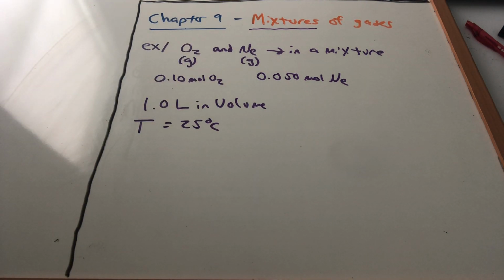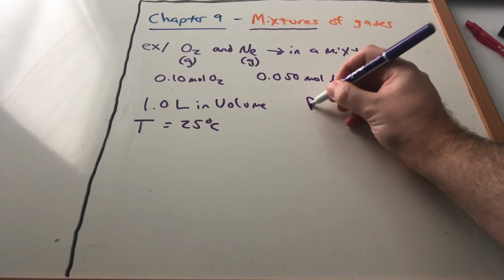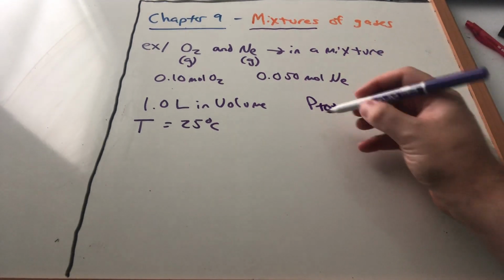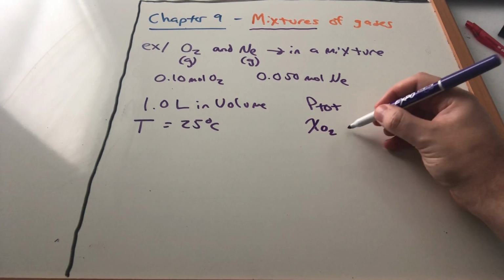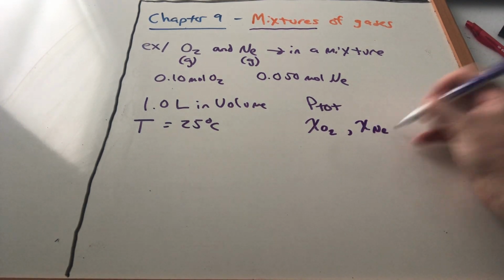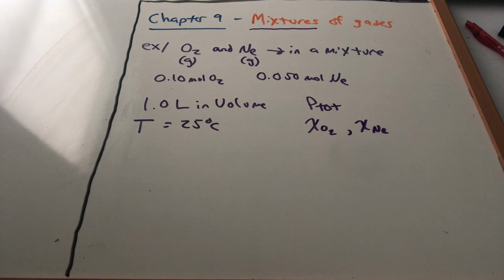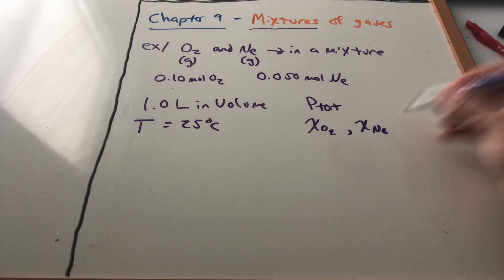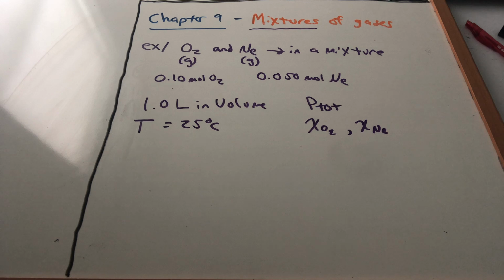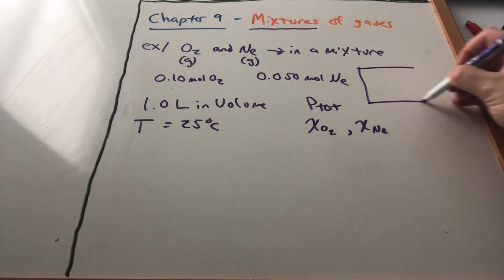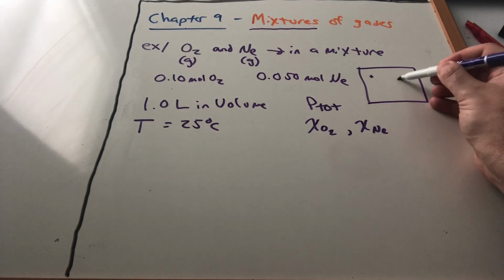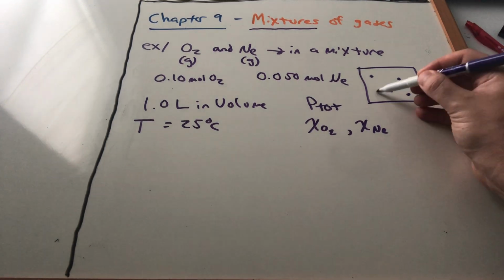And so what we're going to do is calculate a total pressure. And then we're going to do this in two different ways. We're going to calculate chi oxygen and chi neon. Okay? And we're going to do this using moles and then also using partial pressures. So just to make sure you get it, let's draw a little picture. Let's say that my purple is my oxygen.